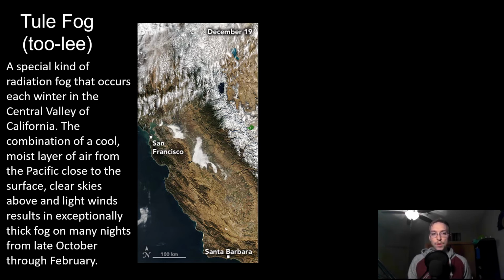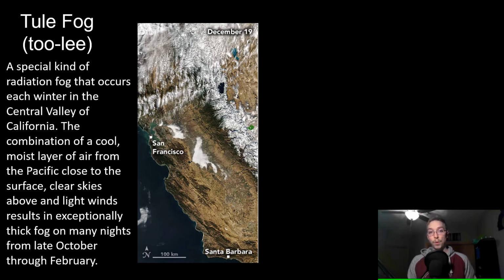So what happens here is you have this combination of a cool, moist layer of air coming from the Pacific close to the surface. You've got clear skies and light winds. And what you have is exceptionally thick fogs on many nights from late October through February.